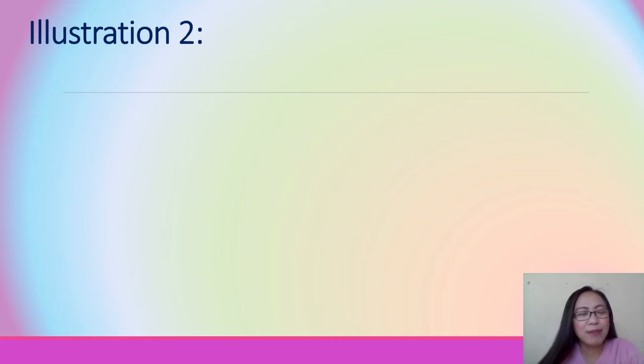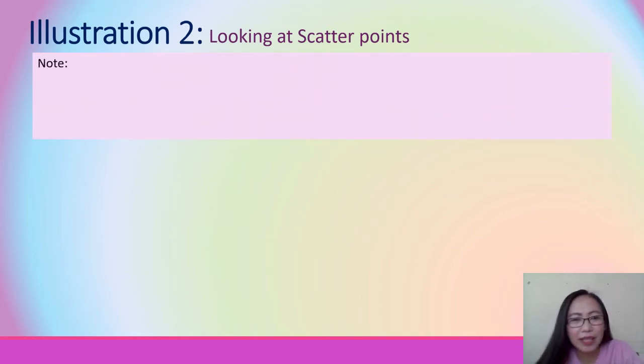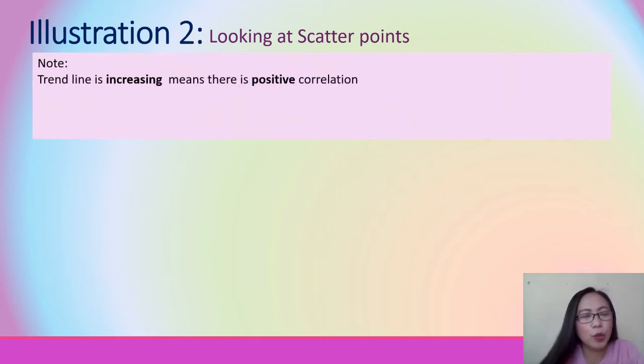Okay, let's proceed to the second illustration. Looking at scatter points. If you remember scatter points, we will look at this for this illustration. We had to look at these notes. Number one, trend line is increasing means that there is a positive correlation. If you have scatter points, we are going to find the trend line. If the trend line is increasing, that means there is a positive correlation.